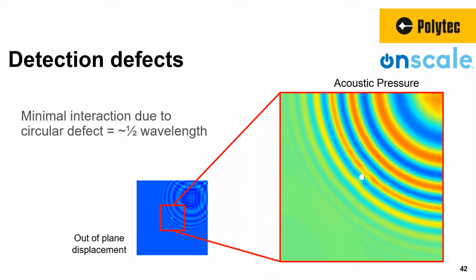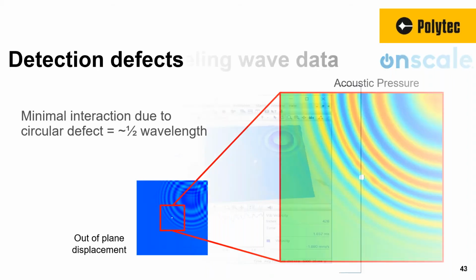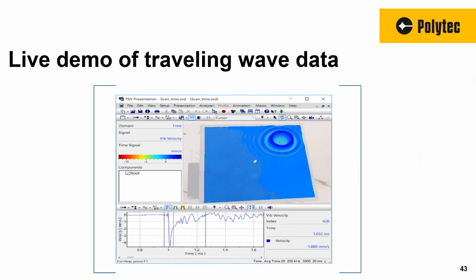In this example, the frequency of excitation was in the order of 40 kilohertz. Now, being able to go much higher, like into the megahertz or tens or even hundreds of megahertz, allows us to measure smaller and smaller defects. Let's have a look at the measurement data.